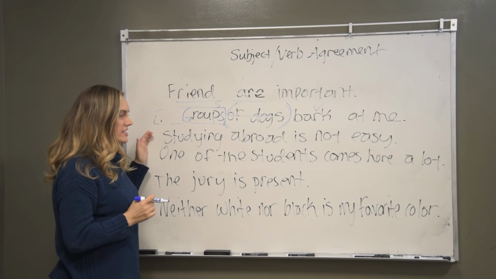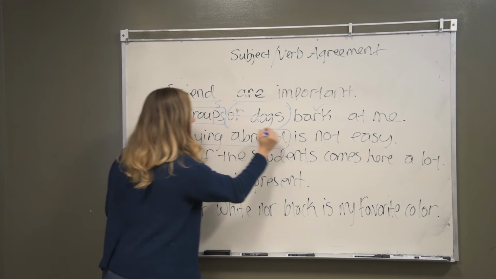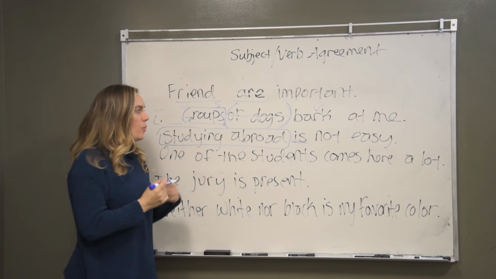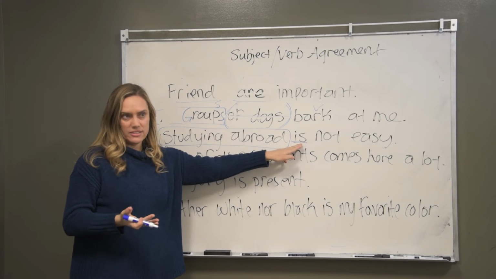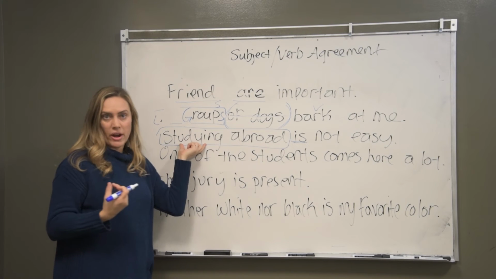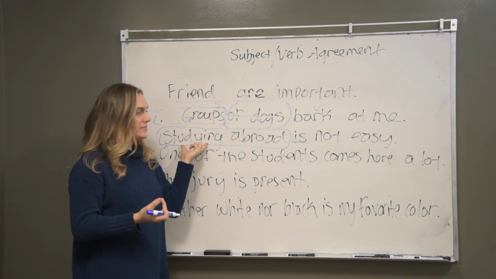Here's another tricky situation. Studying abroad is not easy. In this sentence, studying abroad is actually the subject, and then is the verb. Why do we need to have the verb be is or anything singular? That's because this is a gerund, which we talk about in another video, and gerunds are always singular.